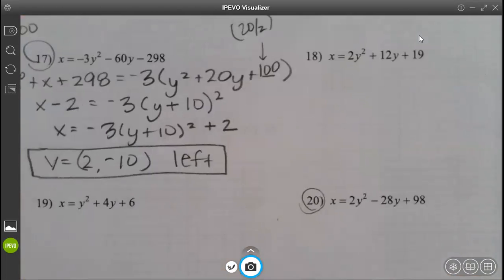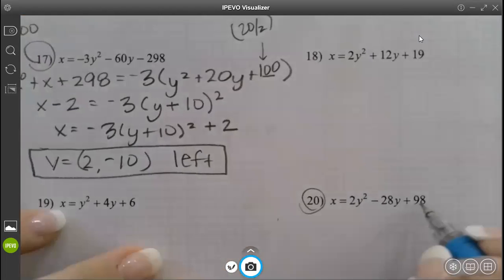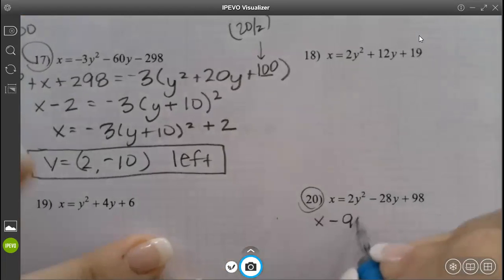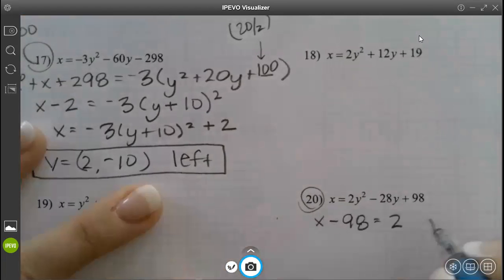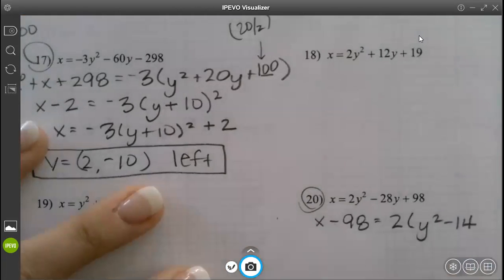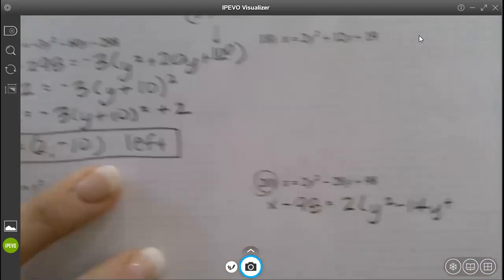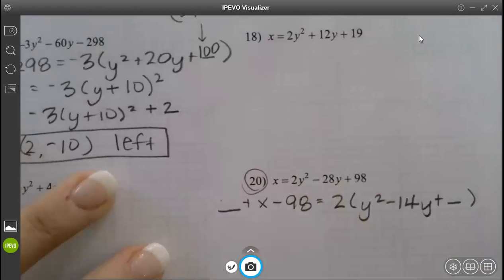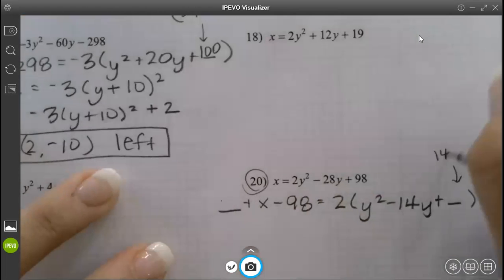So we're going to do number 20. What do I need to get rid of on number 20? The 2. Get rid of that 98 and then divide by that 2. So we're going to subtract 98. Take out that 2. So it becomes y squared minus 14y. Put in your blank. 14 divided by 2 is 7. Squared is 49.